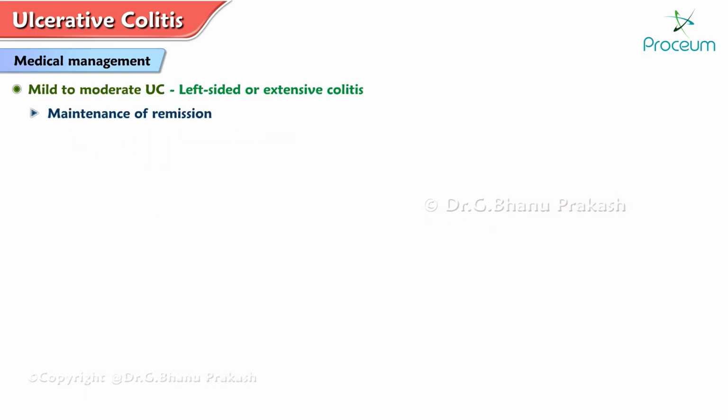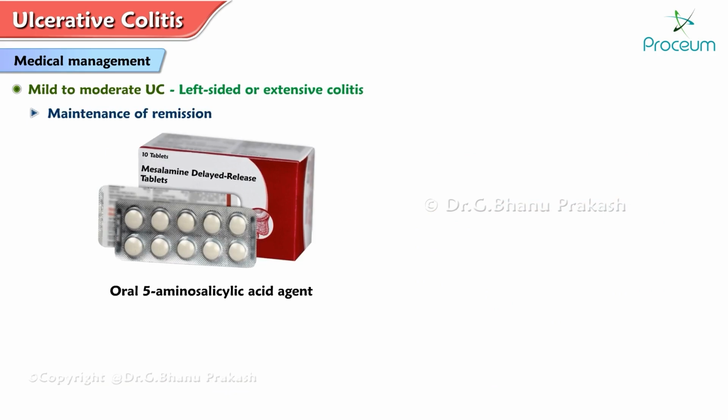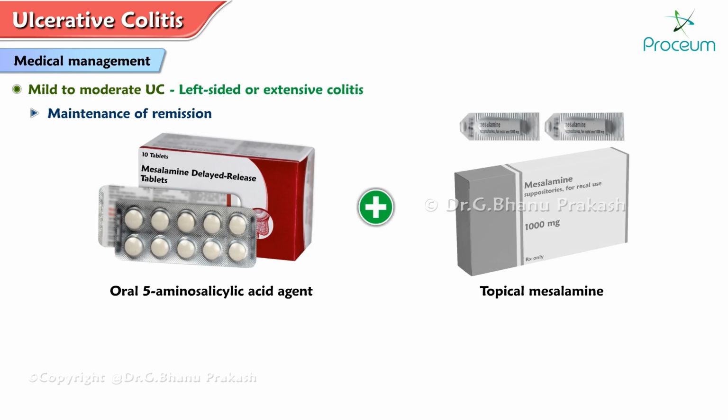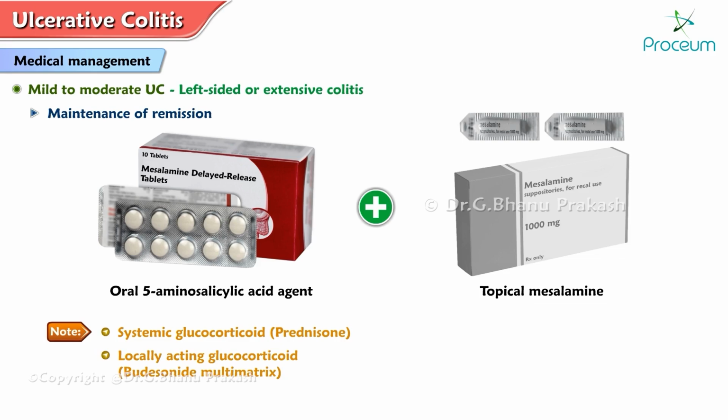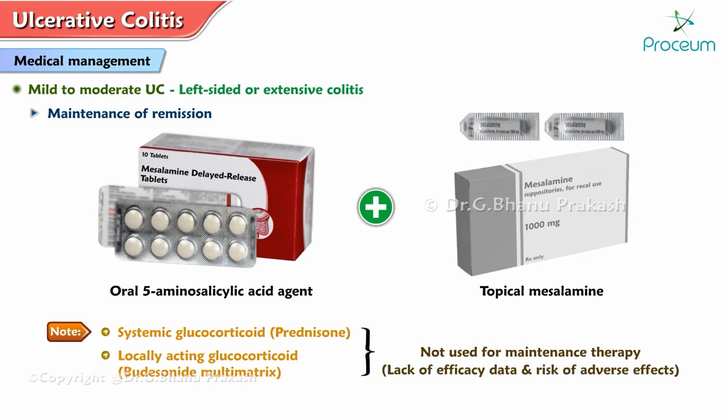Maintenance of remission. Oral 5-amino-salicylic acid agents and/or topical mesalamine formulations are used to maintain remission in patients with left-sided or extensive, mild to moderate ulcerative colitis. Both systemic, for example prednisone, and locally acting, for example budesonide multimatrix glucocorticoids, are not used for maintenance therapy because of the lack of efficacy data and the risk of adverse effects.